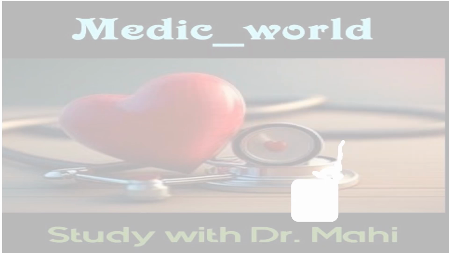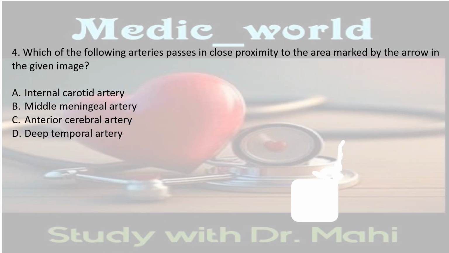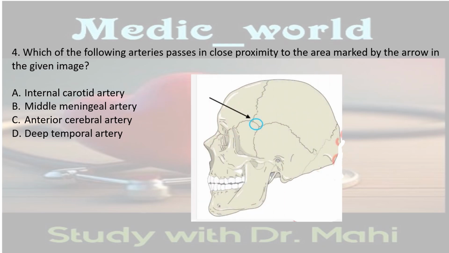Let's move towards the other question, that is, which of the following arteries pass in close proximity to the area marked by the arrow in the given image? Let's see the image. Here in the image, the area which is marked by the arrow is the pterion, and the artery that passes in close proximity to this area is the middle meningeal artery. So the answer to this question is option B, that is middle meningeal artery.